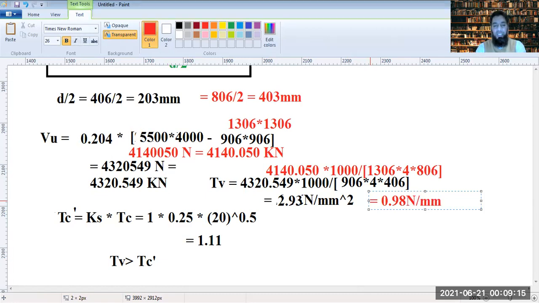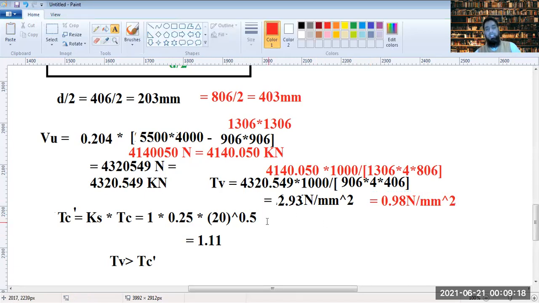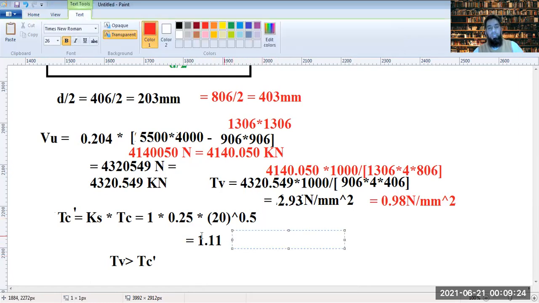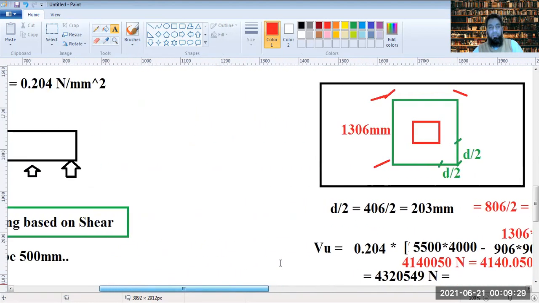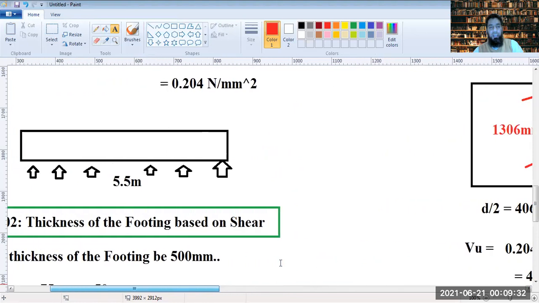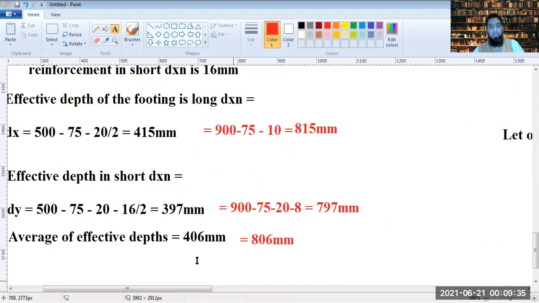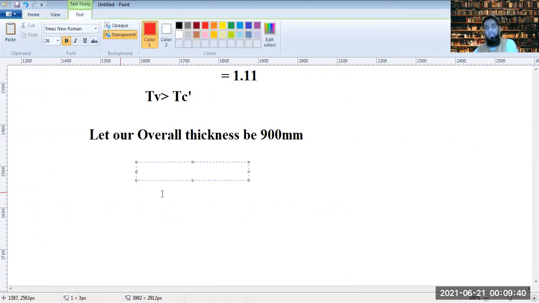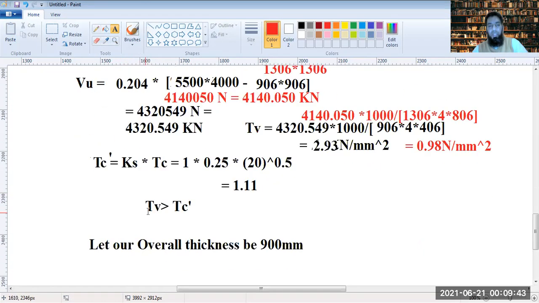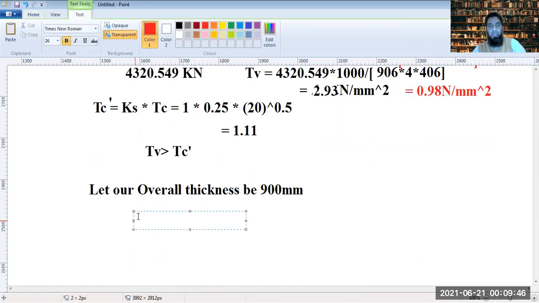You could have just kept it a slightly lesser depth than this, but this is almost okay. So less than 1.11. Rather than what I did here by just guessing, I'll now not go for 500 mm, but rather for 900 mm. I think 800 mm would have been okay. So right now, let me go for 900 mm without thinking any further about the economy. So this is okay. 900 mm overall thickness is okay for one-way shear. It's okay for two-way shear as well.